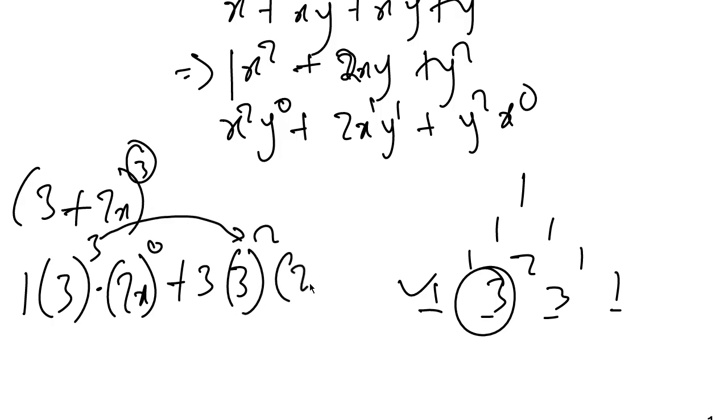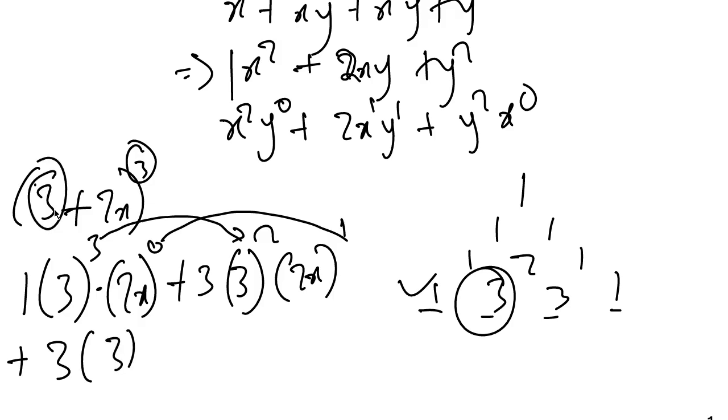Then what will be the next? 2x to the power what? 1. You can now see that this 2x⁰ has now increased to 2x¹. Then plus, what's the next term in the triangle? 3. So it will be 3 into what? 3, which is this term here, to the power what? 1 is decreasing, multiplied by 2x to the power what? 2. I don't understand what's happening.